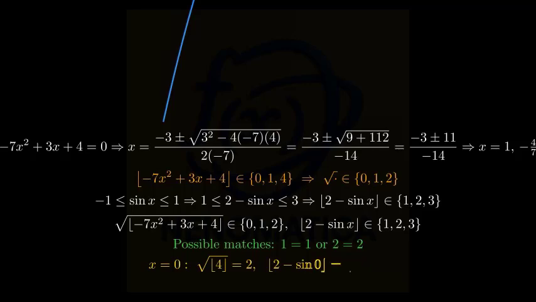At x equals 0, the left side becomes the square root of the floor of 4, which is 2, and the right side is the floor of 2 minus 0, which is also 2. So x equals 0 will be a solution we keep in mind.